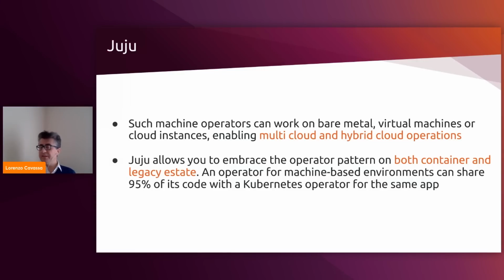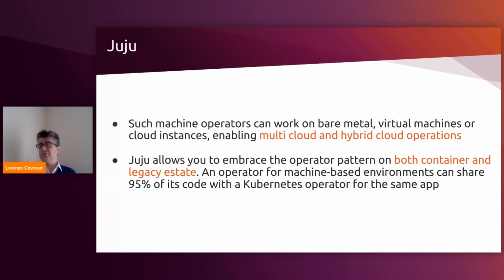Juju allows you to embrace the operator pattern on both containers and legacy estate, meaning that you can create a Juju charm, a charmed operator, and most of the code can be used to create a Kubernetes operator, a charmed Kubernetes operator, but also to create a legacy charmed operator. For example, for an application such as Redis, today I'm going to demo how Redis can be onboarded using a proper Juju charmed operator on top of a Kubernetes substrate.